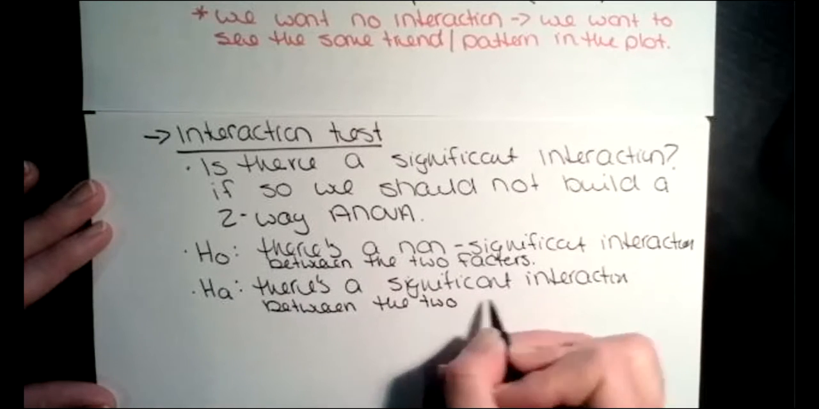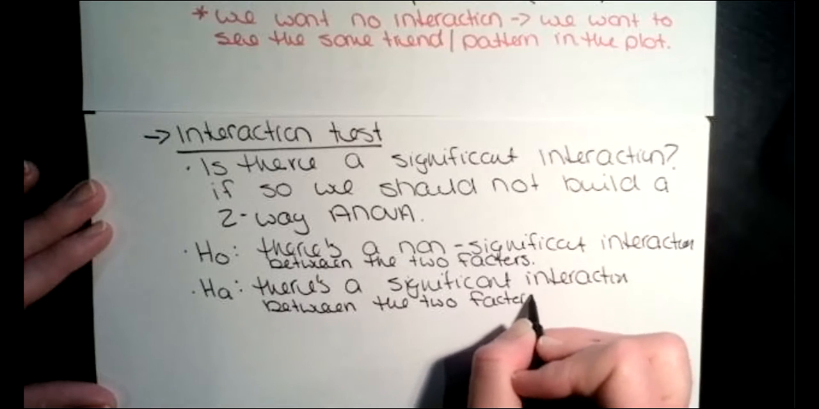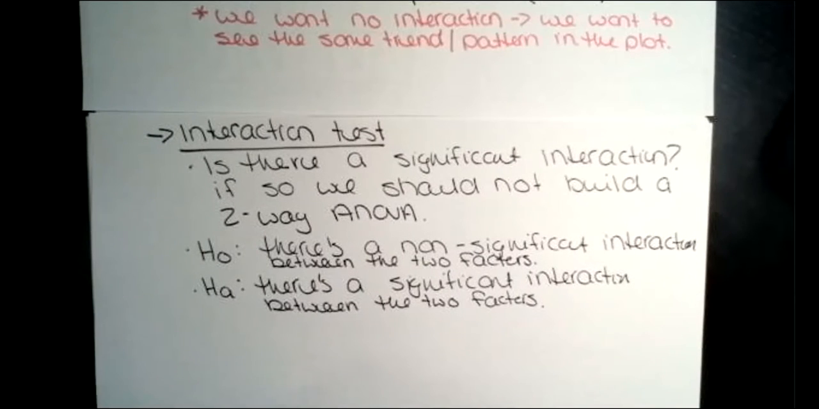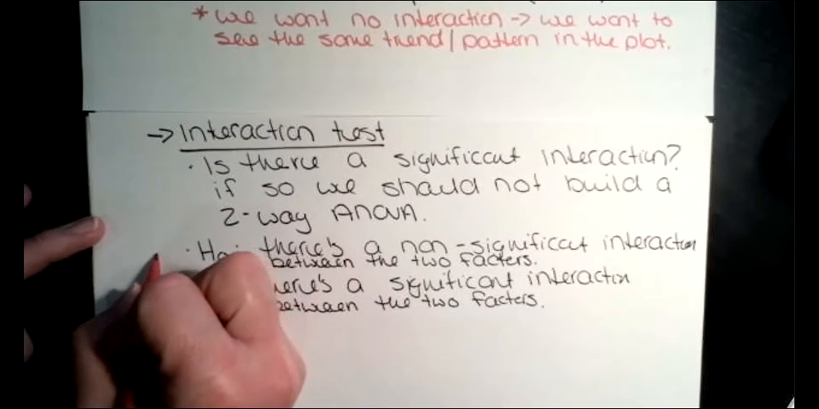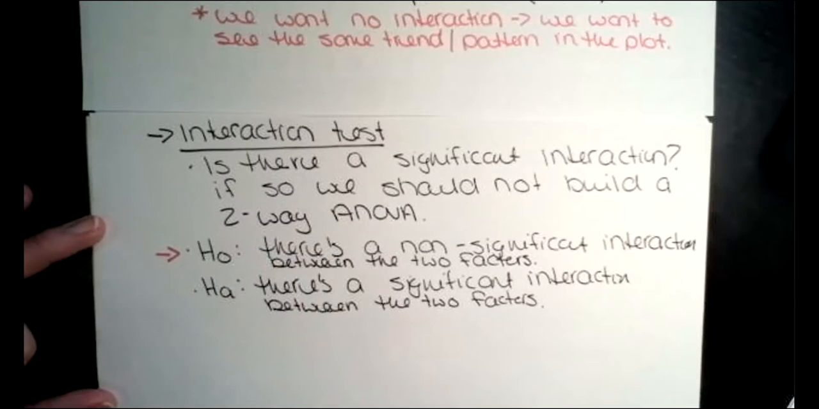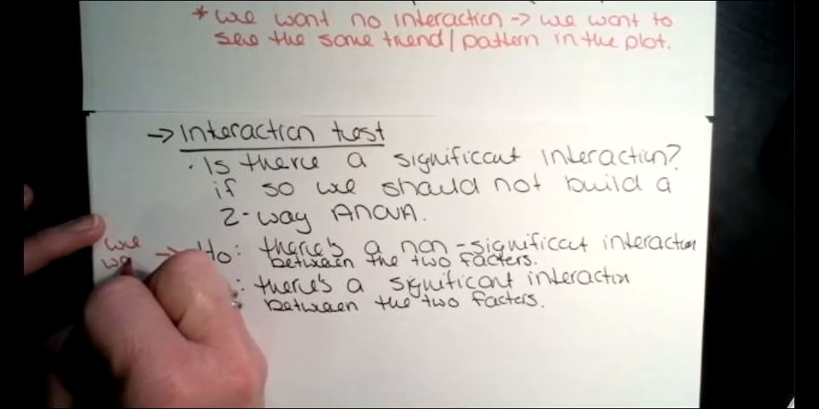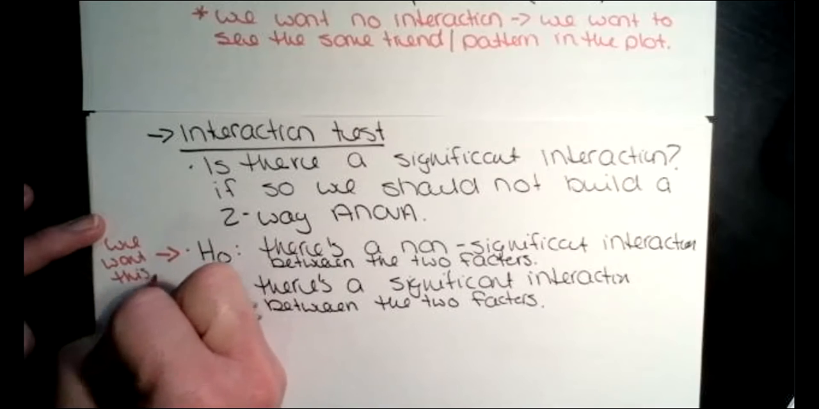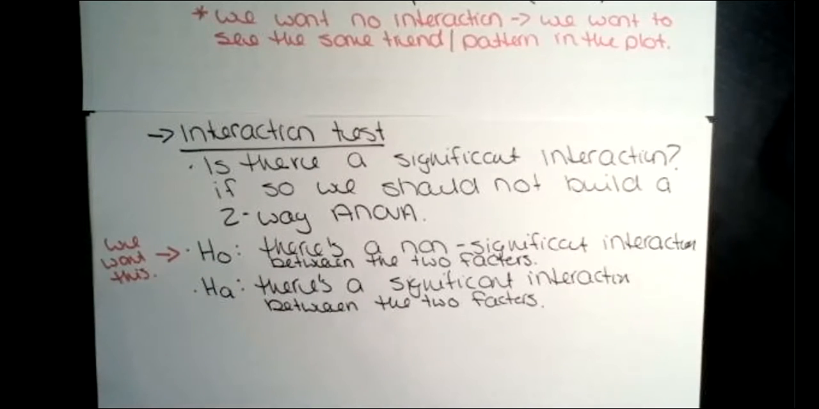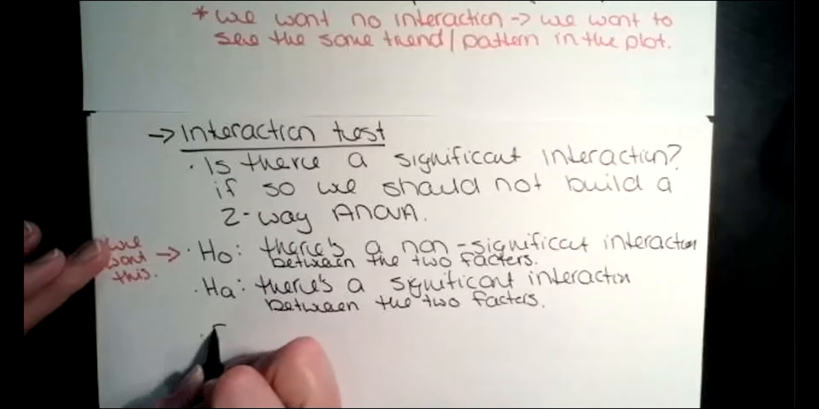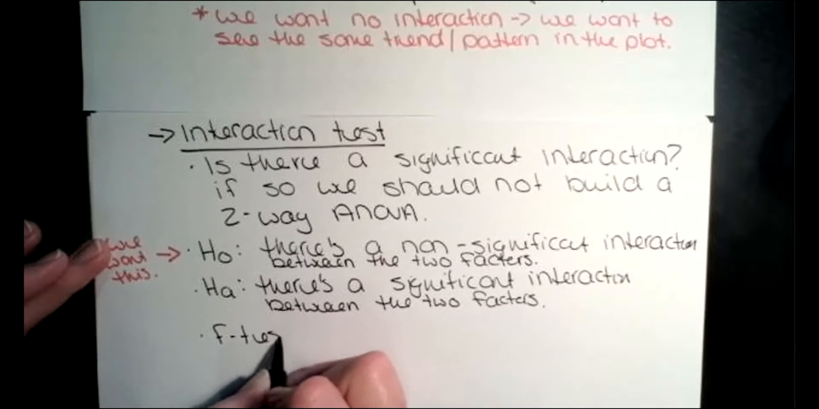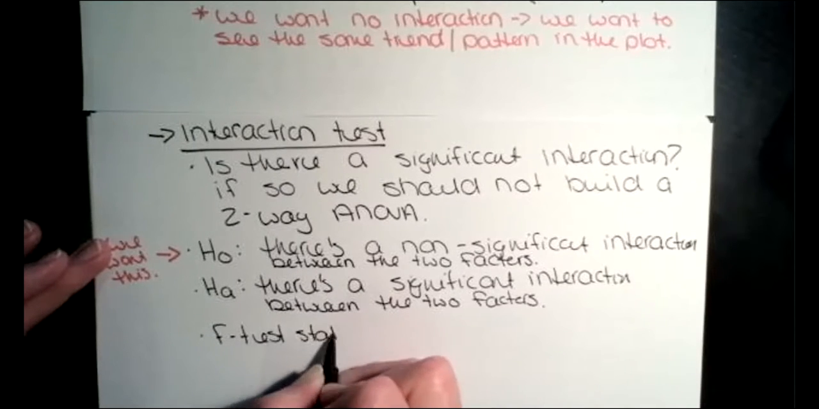So if we're trying to show that there's not a significant interaction, then that means we're really hoping for the null, okay? I'm going to say we want this. Okay, we're going to report our F-test statistic. And I'm going to show you where to find that and where we're going to get all of this stuff shortly.